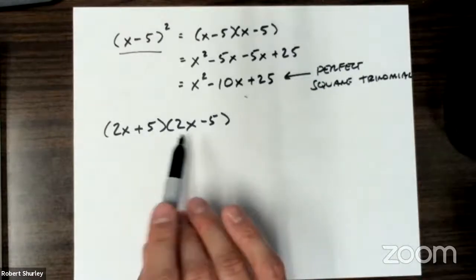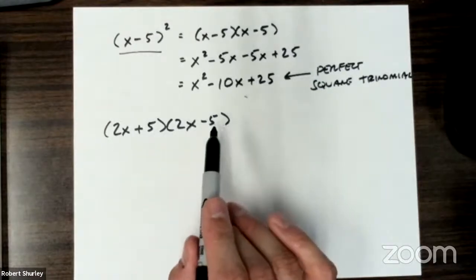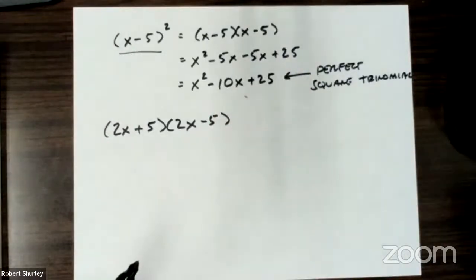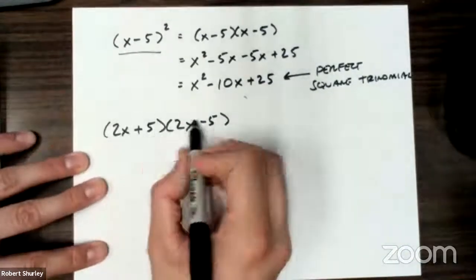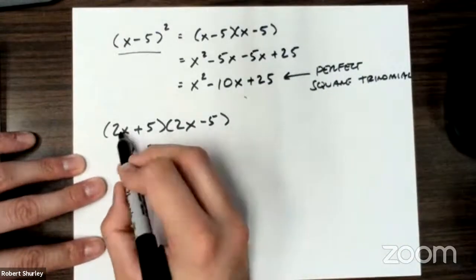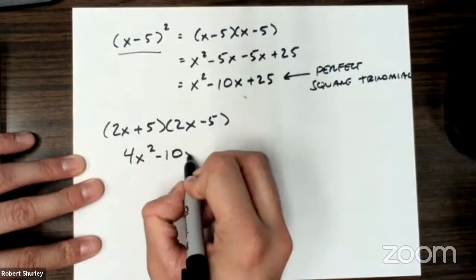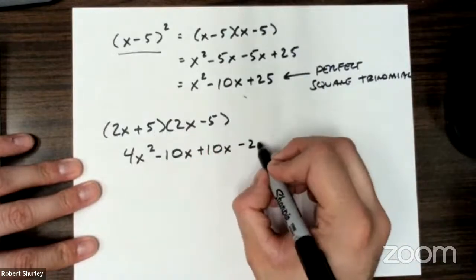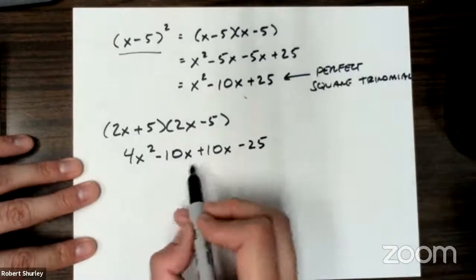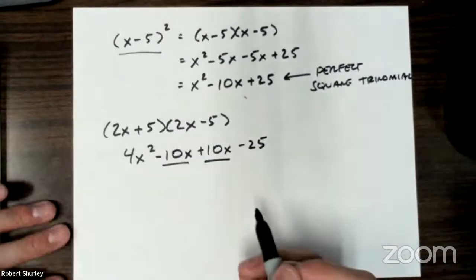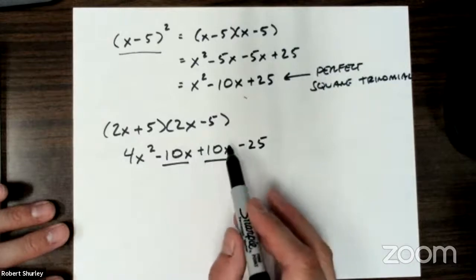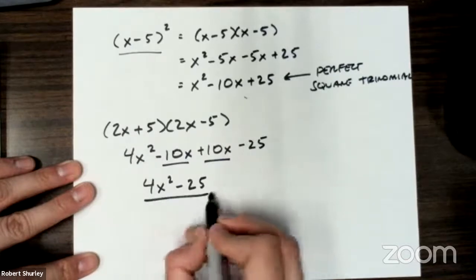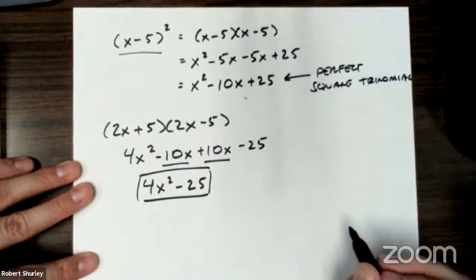If the first term is the same, 2x and 2x, and the second term just has opposite signs, what we're going to see is it's going to create two opposite numbers on the inside. So let's follow this out. 2x times 2x is 4x squared. 2x times negative 5 is minus 10x. And 5 times 2x is plus 10x. And then 5 times negative 5 is negative 25. But notice it created opposite signs on the inside, so they cancel each other out. Negative 10x plus 10x goes away. That leaves us with 4x squared minus 25.